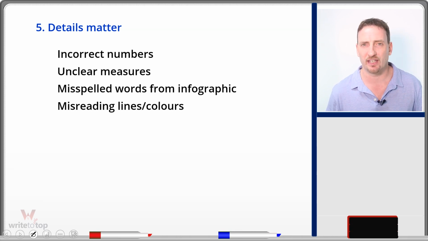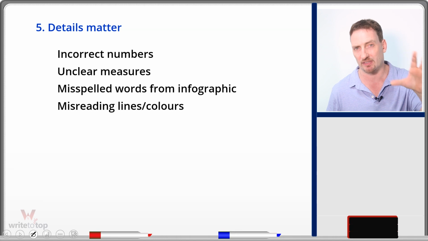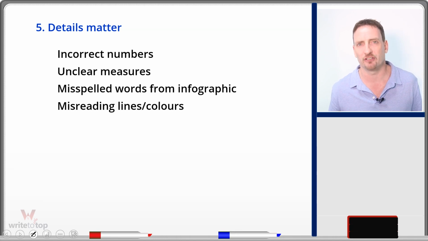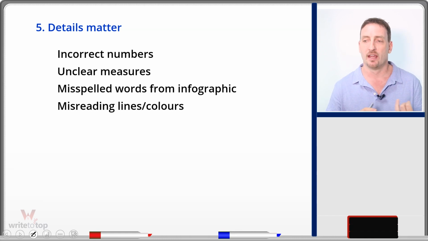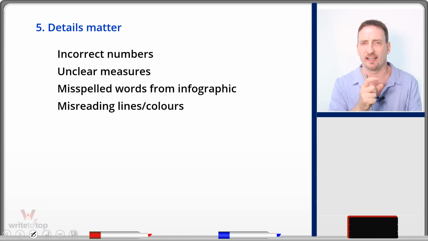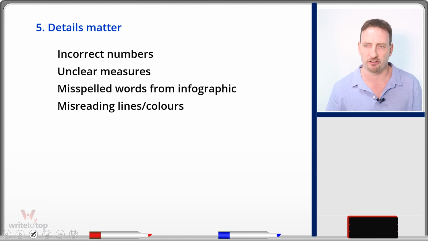It has nothing to do with English, but it does have to do with your task achievement and coherence and cohesion score. These are parts of good writing, is to get the correct details, right? Pay attention. Make sure your numbers are correct. Don't mix up your numbers. Don't put the wrong numbers. Don't mix numbers from one thing and another thing. Make sure everything is correct.